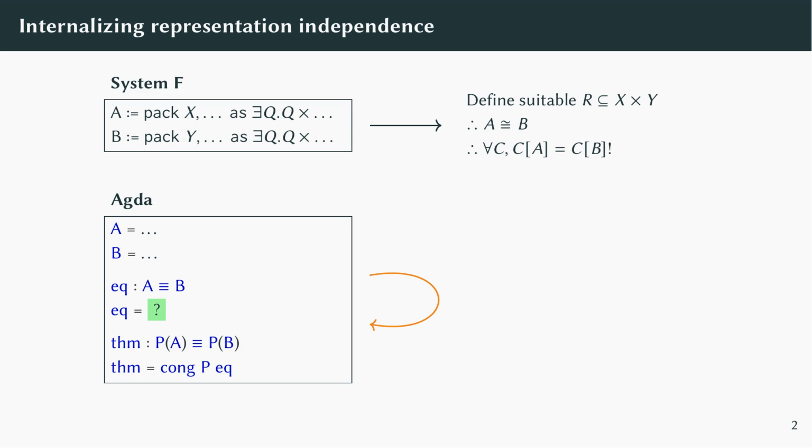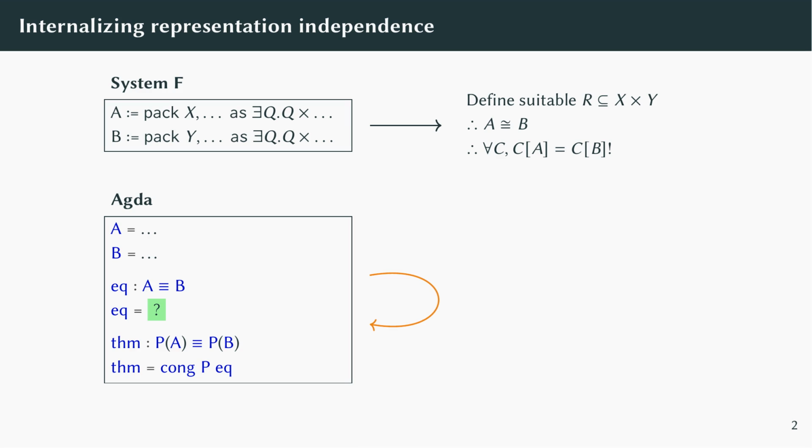The classic example is System F, where representation independence is a consequence of parametricity. By defining a correspondence between two elements of existential type, we can establish an observational equivalence between those elements and conclude that any client will compute the same answer regardless of which implementation it uses.